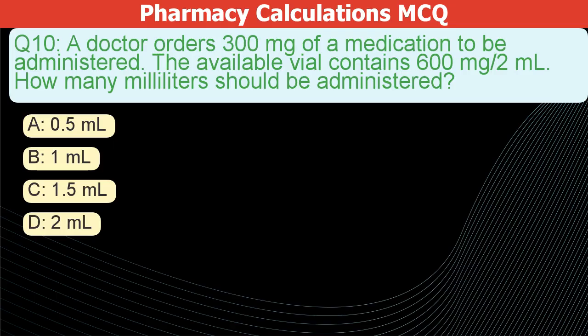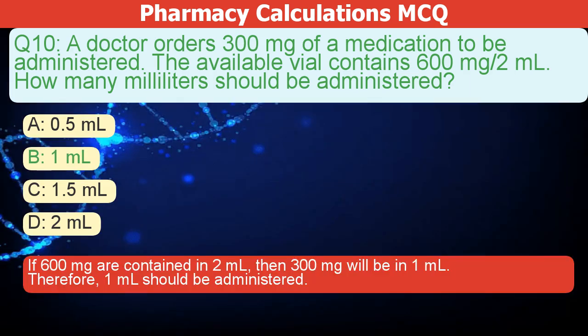A doctor orders 300 milligrams of medication. The vial contains 600 milligrams per 2 milliliters. How many milliliters should be administered? A. 0.5 milliliters. B. 1 milliliter. C. 1.5 milliliters. D. 2 milliliters.